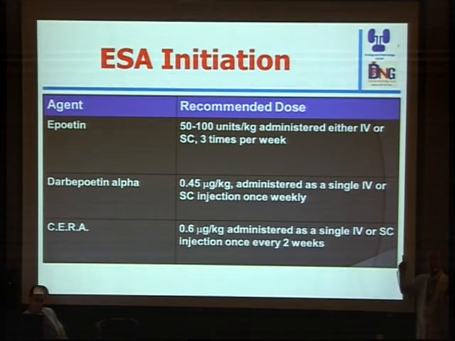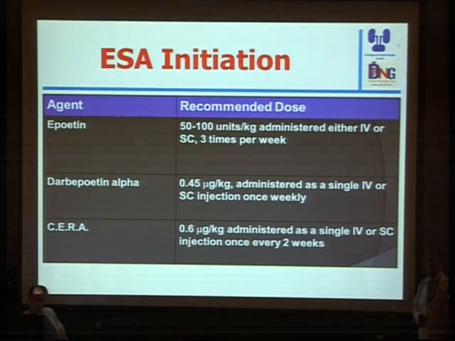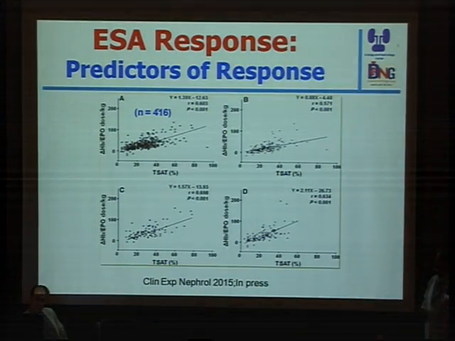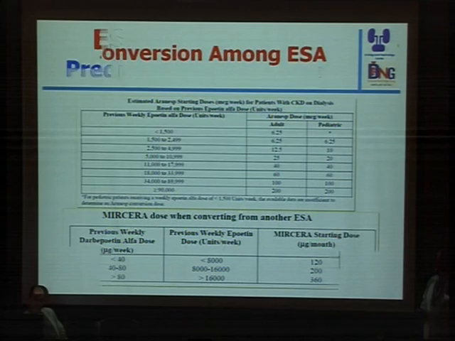We don't like big variation in hemoglobin, and we like the hemoglobin to increase by 0.5 gram per week. So the maximum accepted rise of hemoglobin is 2 gram per month. I'm not going to discuss some of these.